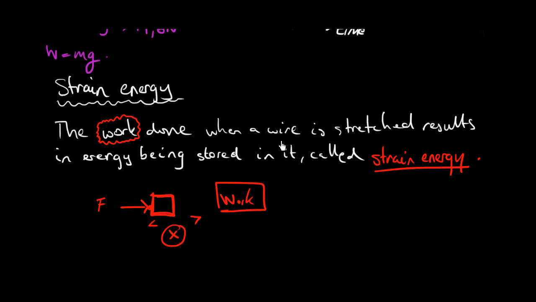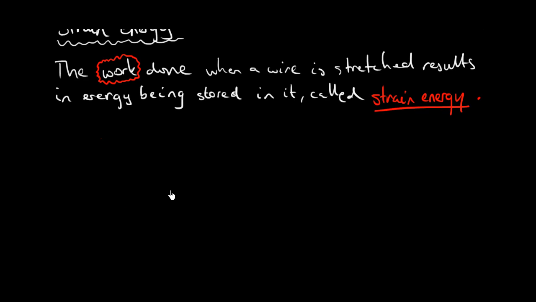And this doesn't only apply to pushing objects like in that diagram, it can also apply to a wire like this if you're just pulling and stretching it. So the amount of force that you pull with, and this is delta L, the stretch that you put on it, that will also do some work. And all of that work is then converted into the strain energy inside of the wire.